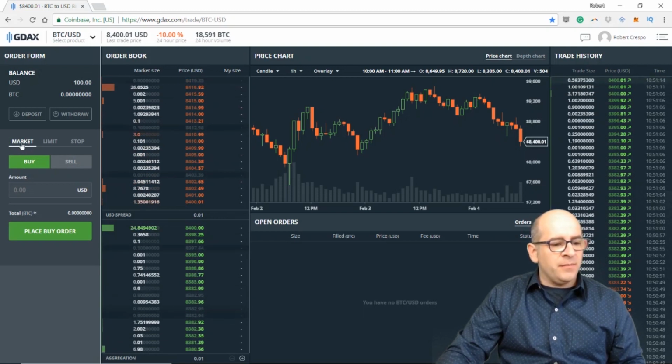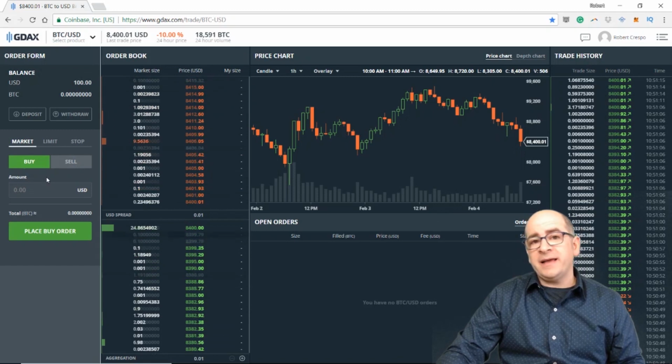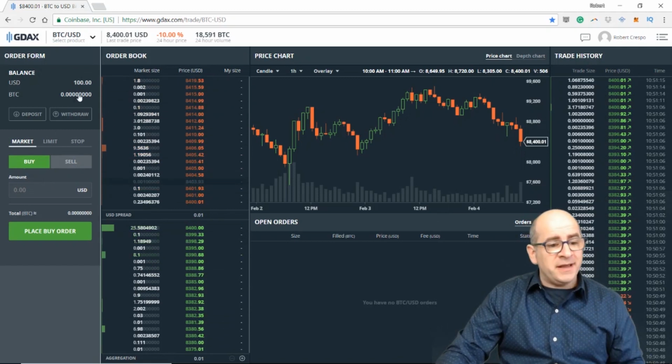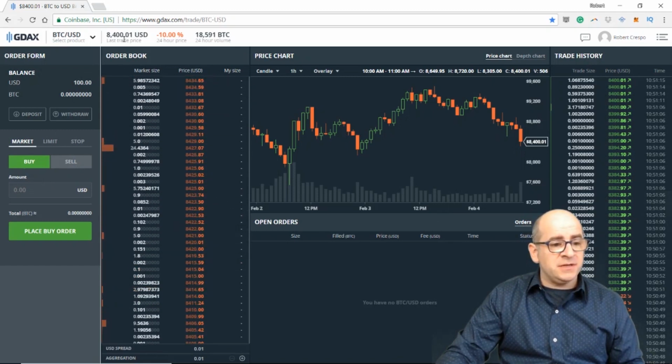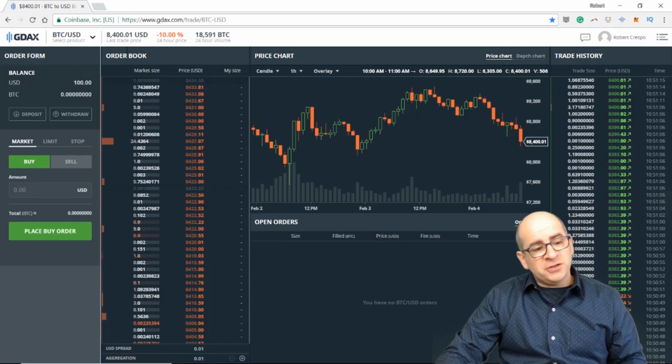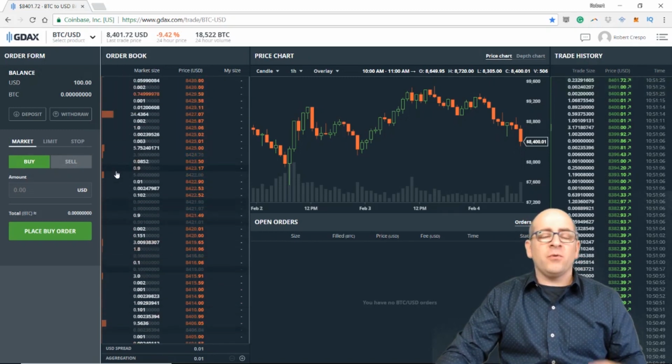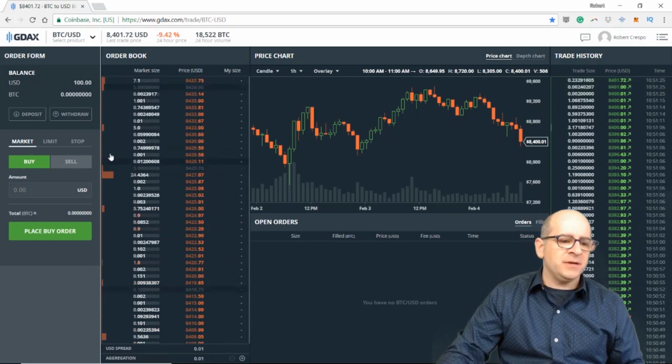There is the market order, which is basically you put in the amount of Bitcoin you want to buy for the current market price, and whatever the market price is, you see here, the last traded price, you'll usually pay for whatever the last traded price of Bitcoin is.